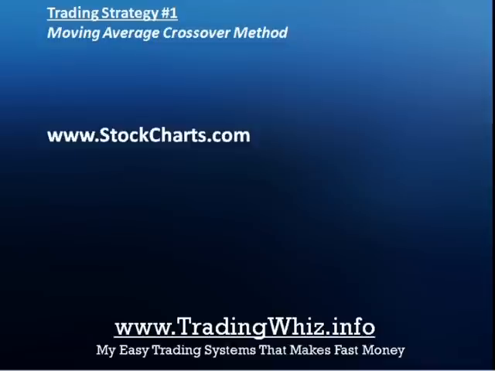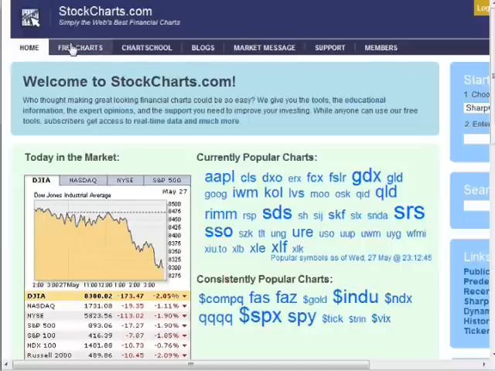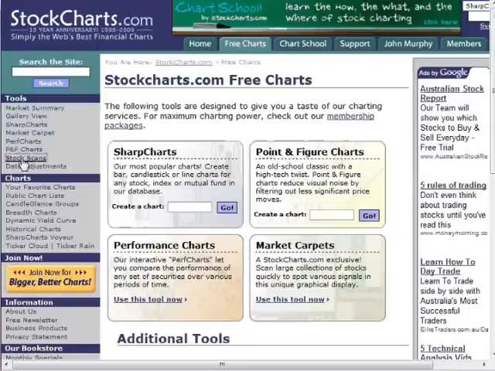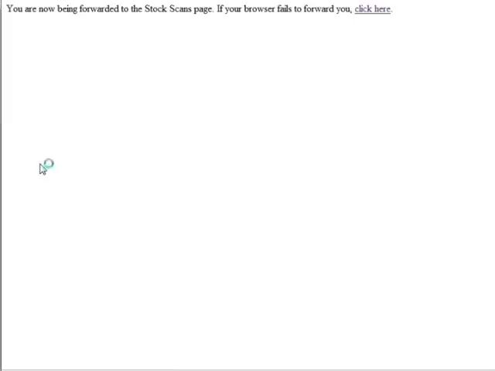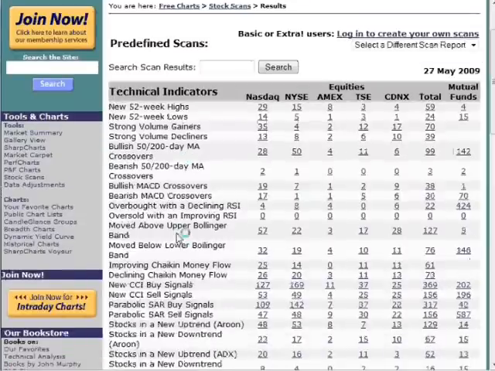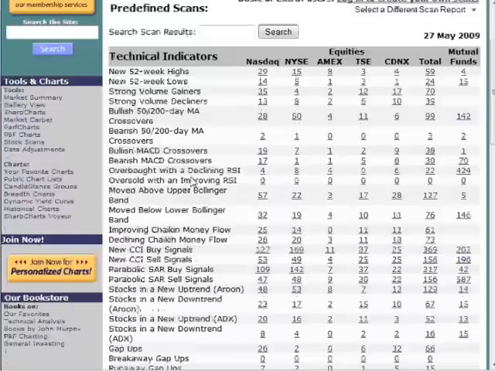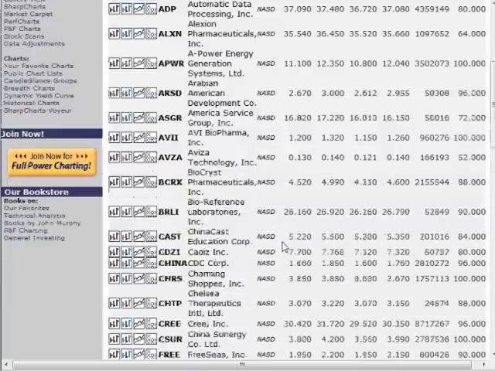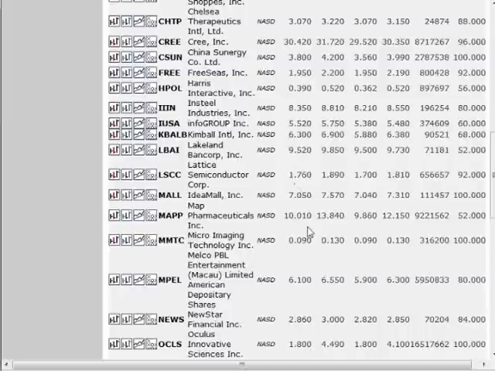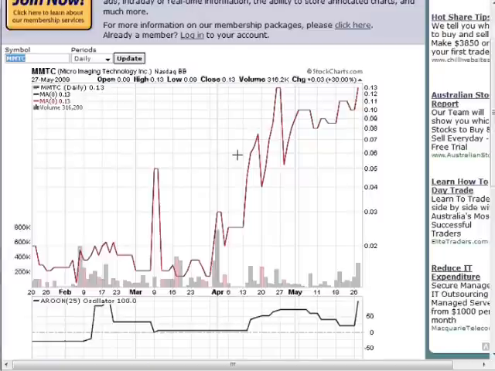So let's head over to stockcharts.com again. Click on the free charts, and then we want to go to stock scans. This is just such a good tool. You can play around with different indicators, but the ones that I like are usually the ones that are in an uptrend already. So let's look at stocks that are in an uptrend. I've actually picked a few to save some time on this video, so let's go straight into them.